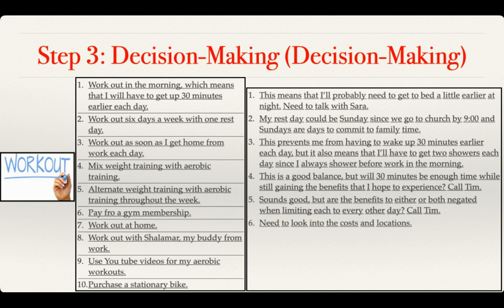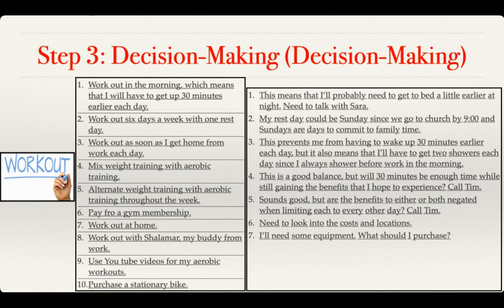Number 6, pay for a gym membership. We need to look into the costs and locations. Number 7, work out at home. I'll need some equipment. What should I purchase? Look at that, number 6 there, I made a typo. Pay for a gym membership. Okay, I'll have to go in and fix that. Okay, number 7, work out at home. Response, I'll need some equipment.